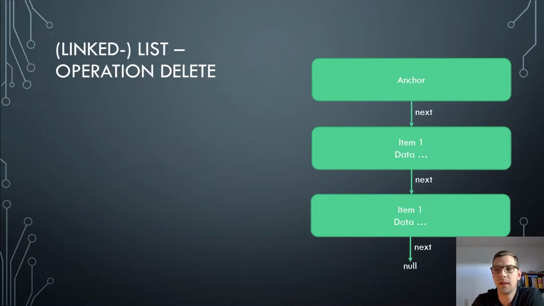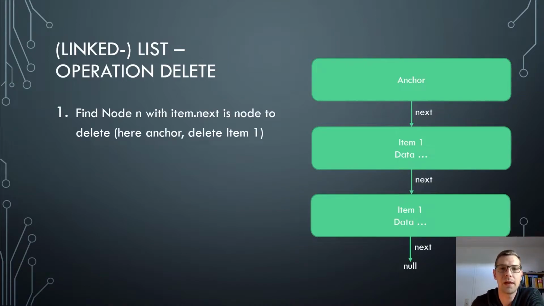Alright, how to delete an element? Well, generally we need another empty element or another pointer to an element, and we'll see in a second why. At first we have to find the element that we want to delete. I imagine here deletion by value, so if data equals data.